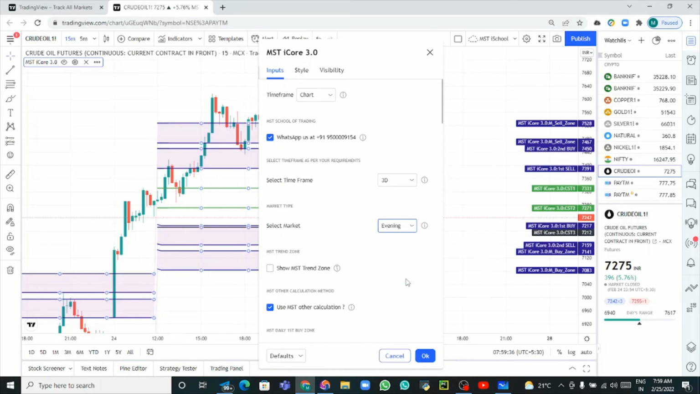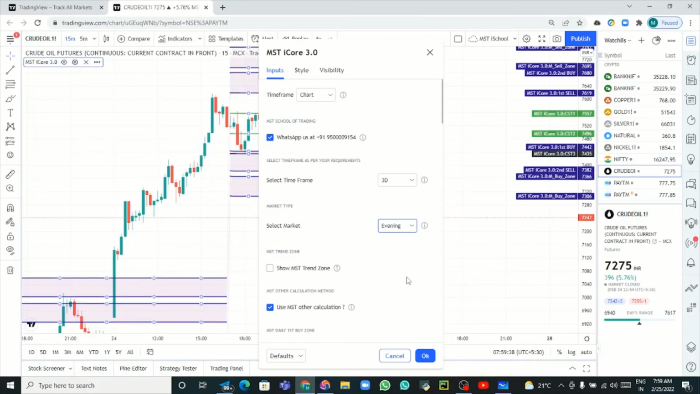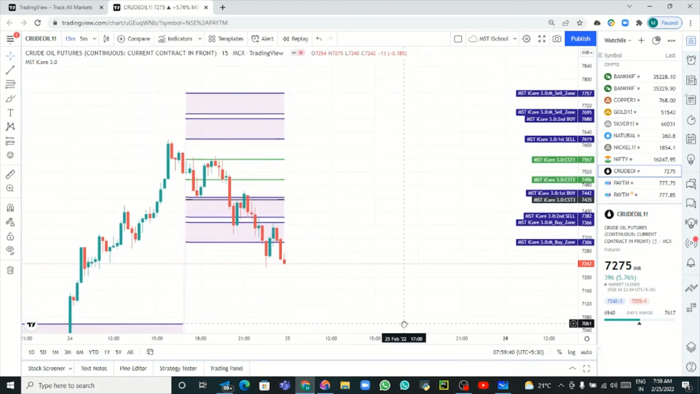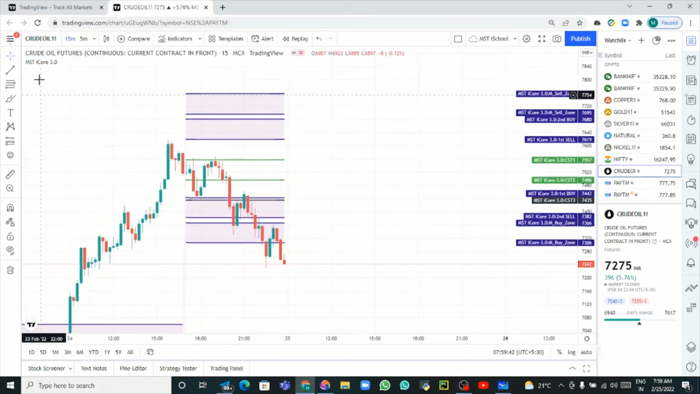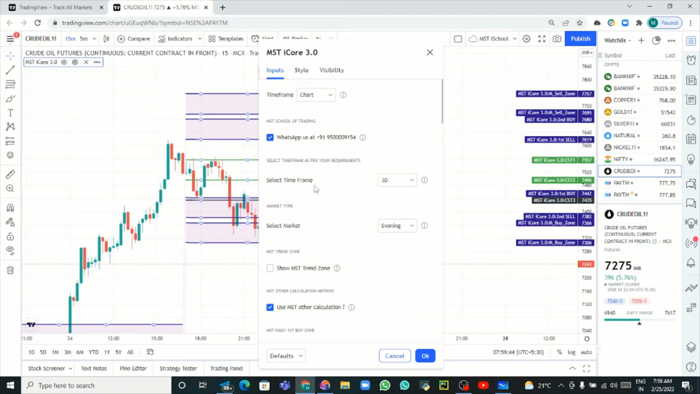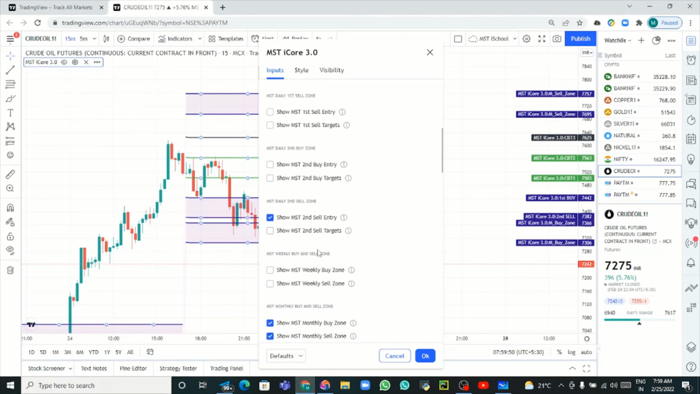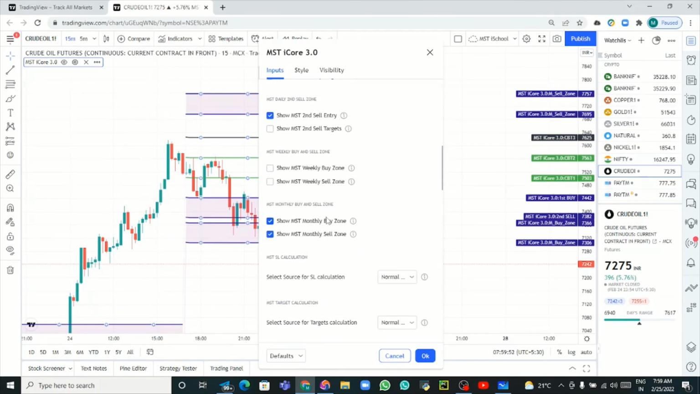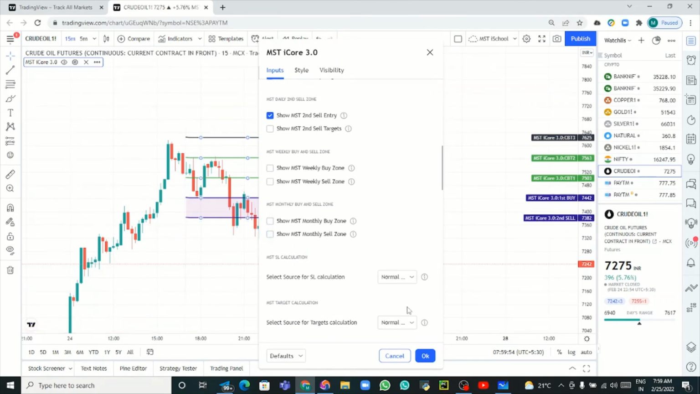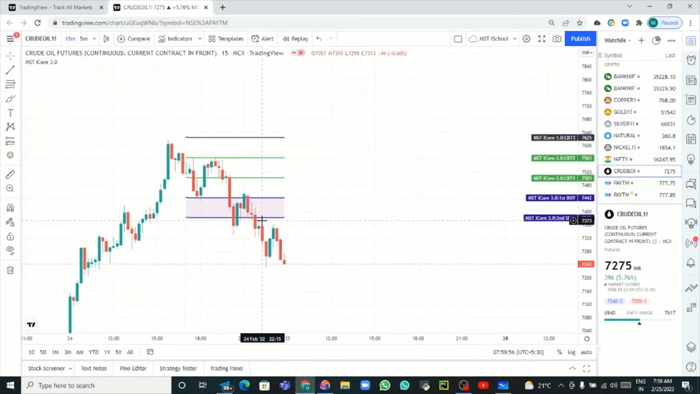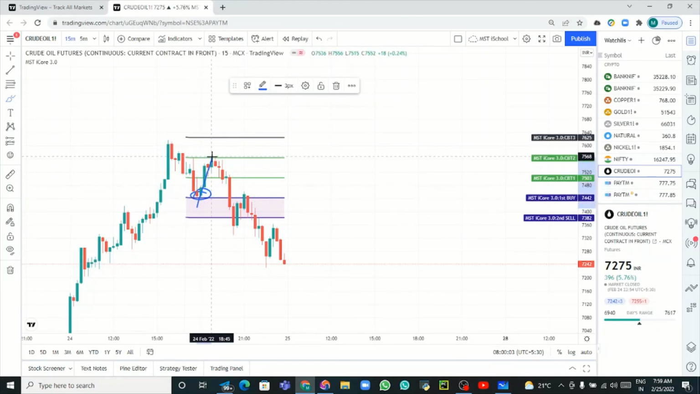And evening there is no market. Evening also we got the entry. See here, first buy entry. I will enable this first buy entry, remove first sell target, second buy, and I will keep second buy, everything. See here, evening market also we got first buy entry exactly and 2 targets perfectly hit.